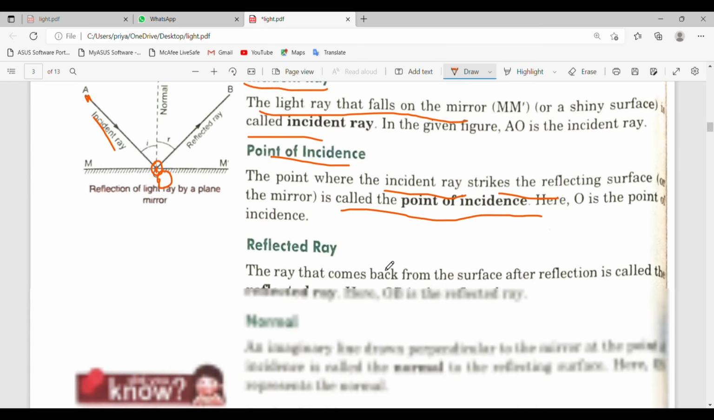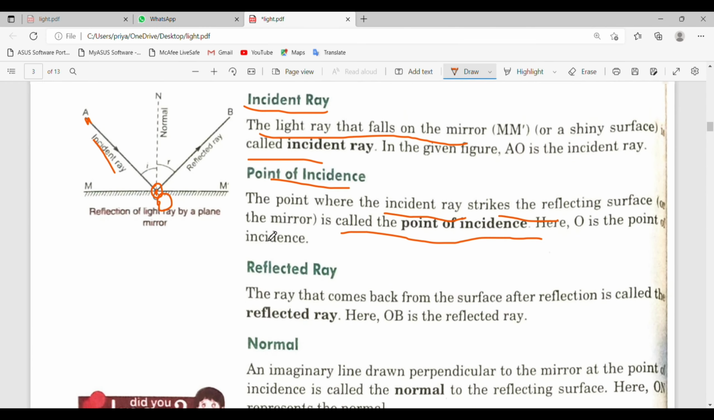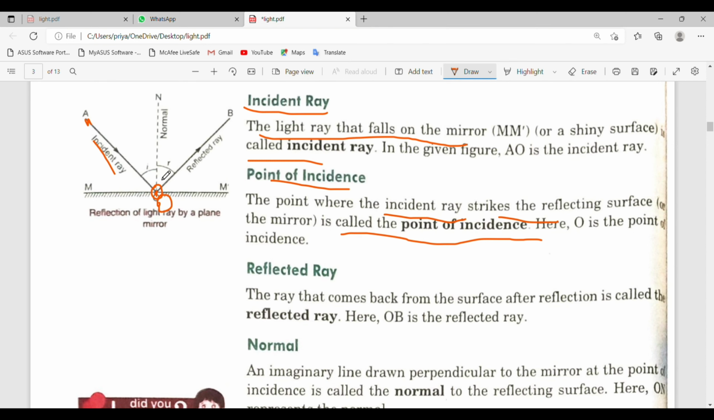Next is reflected ray. Reflected ray means the light which is coming back. The light ray which comes back from the surface after reflection. This ray O and B is the reflected ray because it is coming back from the surface of reflection. So the ray that comes back from the surface after reflection is called reflected ray.